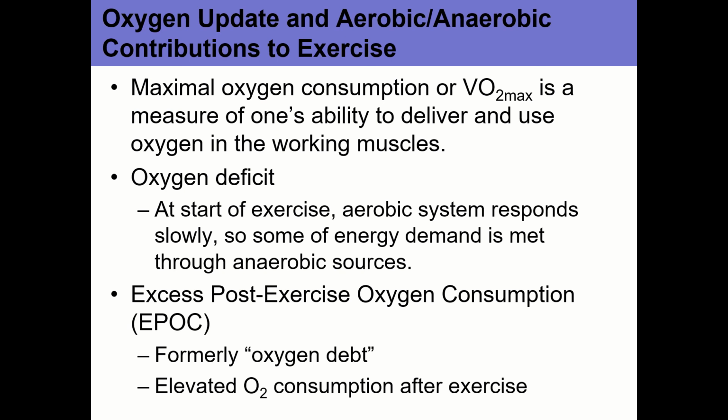All right, let's talk about aerobic capacity and anaerobic contributions. Maximum oxygen consumption, aka VO2 max, aka aerobic capacity. They all mean the same thing: maximal oxygen consumption, VO2 max, and aerobic capacity are all the same. They are a measure of your ability to deliver and use oxygen. I use that terminology deliberately because that's what really helped me understand the concept of aerobic capacity.